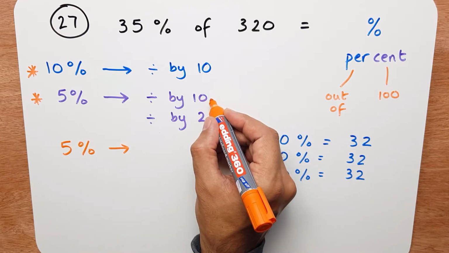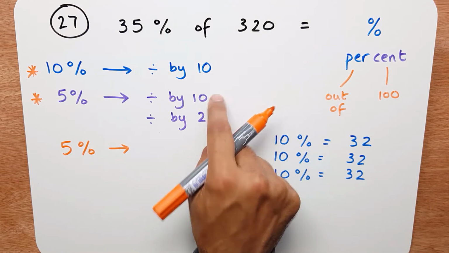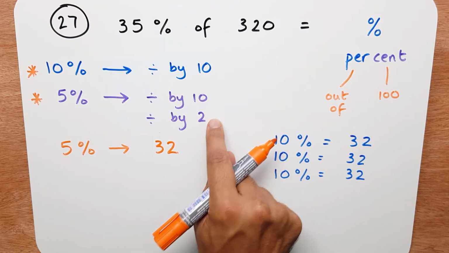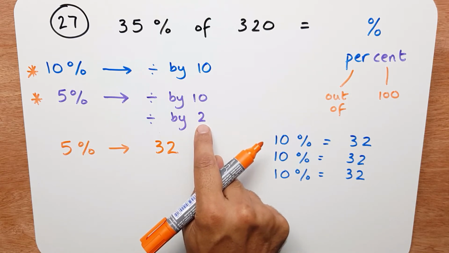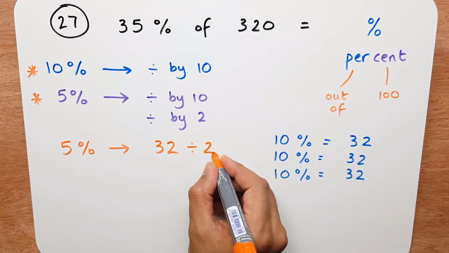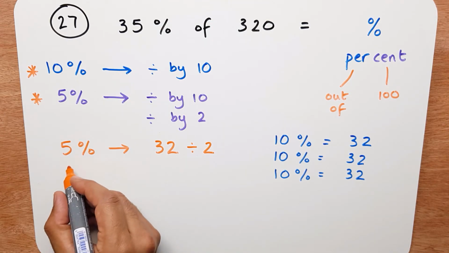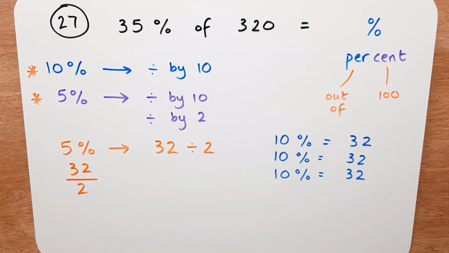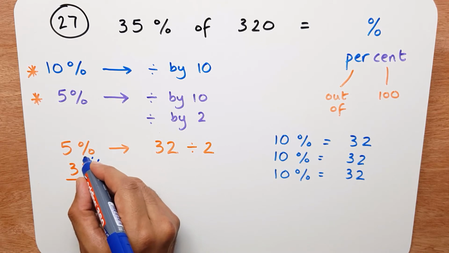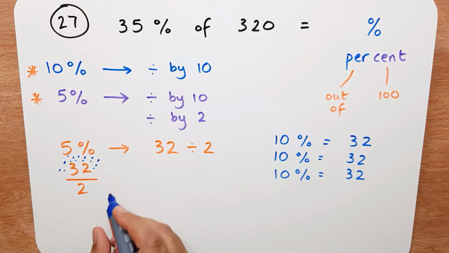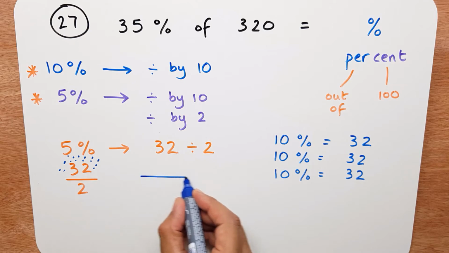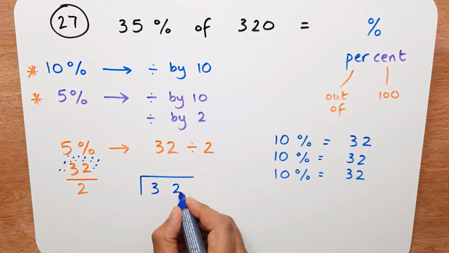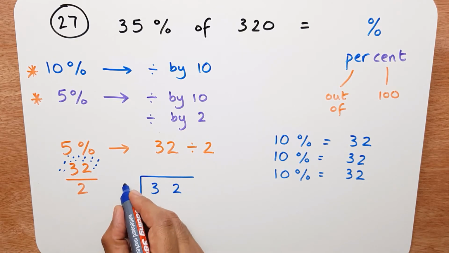So first step, I need to divide this number by 10, and we said that was 32. And then the second step is to take this number and divide it by 2 or halve it. So let's divide that by 2. I like to write this as a fraction, 32 over 2, because I can use the bus shelter. So it's raining and 32 is getting wet. So I'm going to build a bus shelter. And the 32 goes inside to stay dry. So this 2 has to go outside.